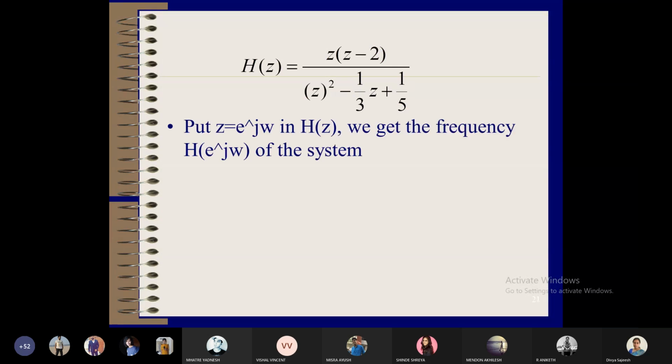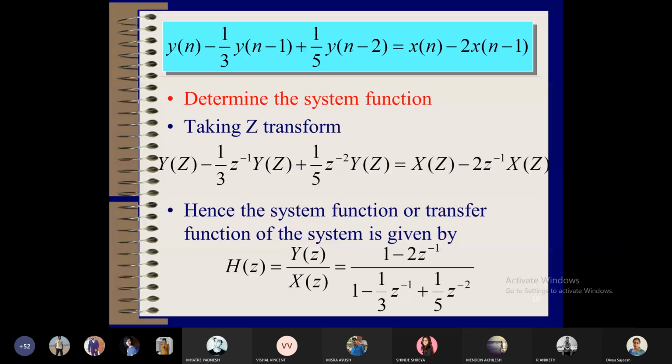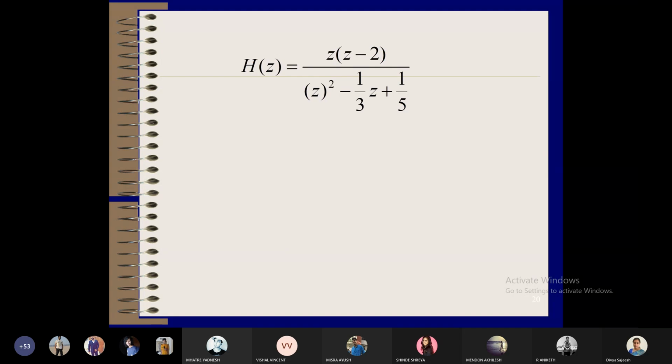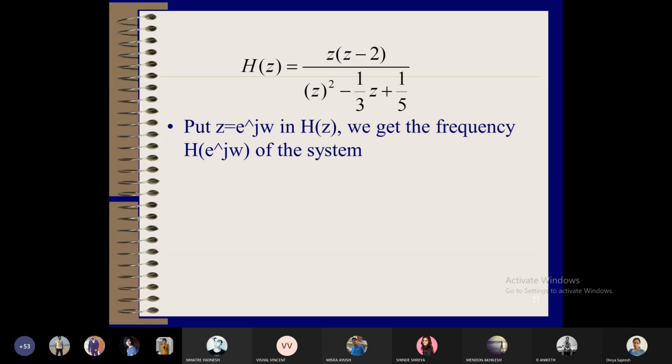Now let us obtain the frequency response from this. Just now I told you how to obtain the frequency response: by putting z equal to e raised to j omega in the transfer function equation, I can obtain the frequency response. So H of z you got here. Now if I put z equal to e raised to j omega in H of z, then we will obtain the frequency response of the system.